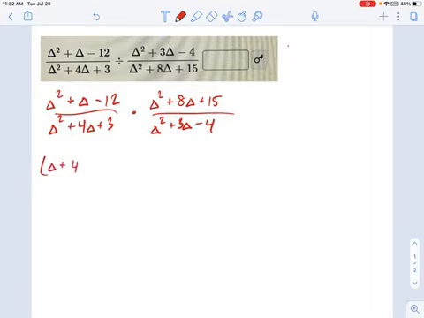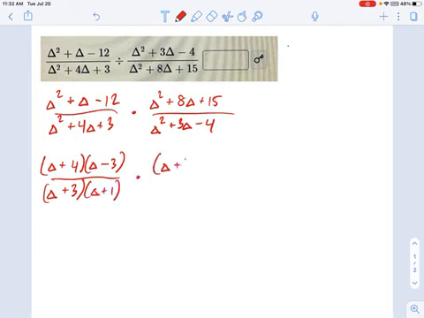Top left becomes delta plus 4, delta minus 3. Bottom left becomes delta plus 3, delta plus 1. Top right becomes delta plus 3, delta plus 5. Bottom right becomes delta plus 4 and delta minus 1.